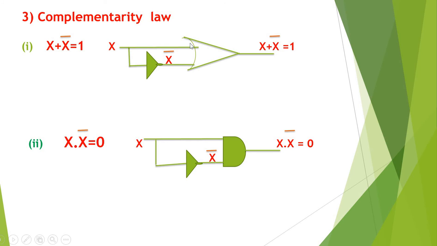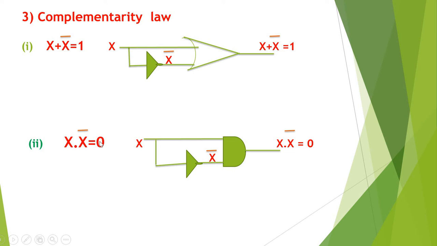Then for this OR gate, what are the inputs? One input is x, other input is x bar. So here output will be x plus x bar, that is equal to 1. That is complementarity law: x plus x bar is equal to 1.